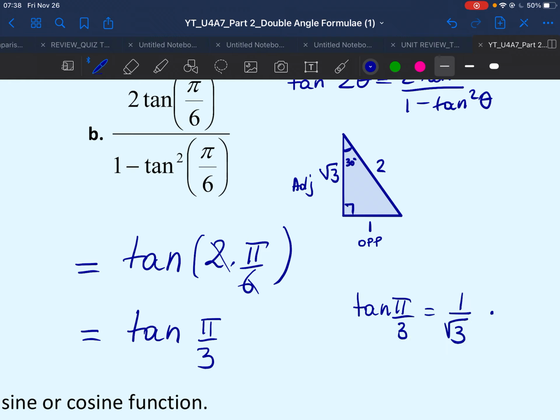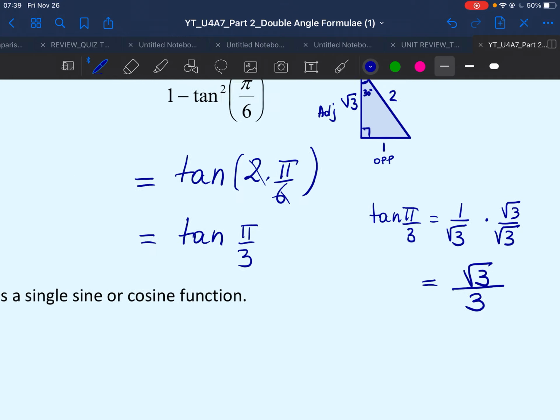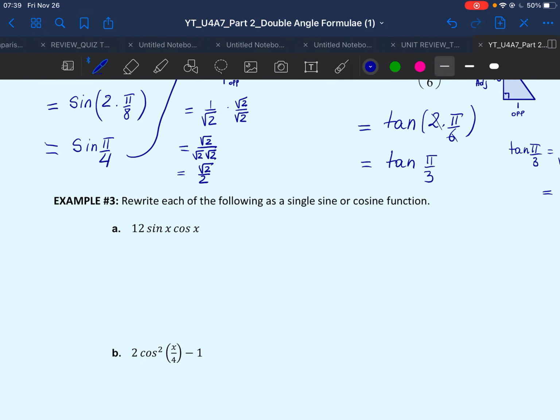root 3. And you can rationalize the denominator, which means get rid of the radical, by multiplying by the conjugate of the denominator, which is root 3. So you multiply numerator and denominator by the conjugate of root 3, which is root 3, to obtain a radical-free denominator. And when you get a radical-free denominator, we call this process rationalizing or simplifying a radical expression.